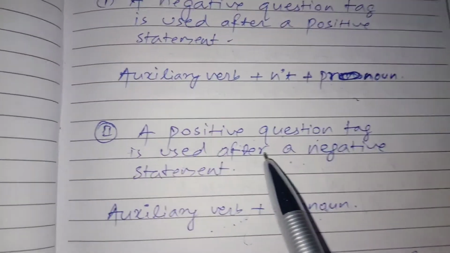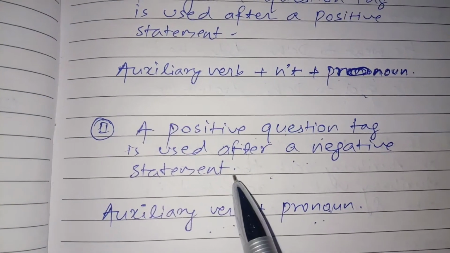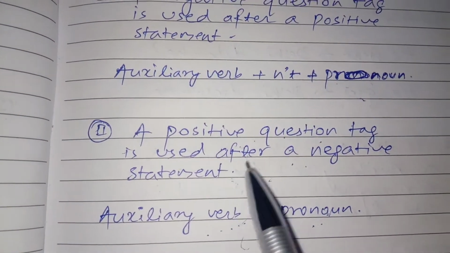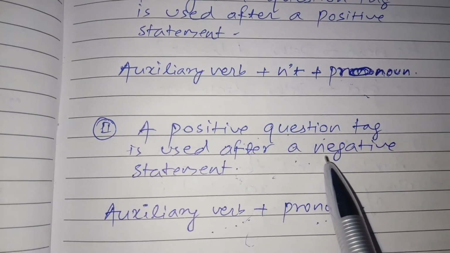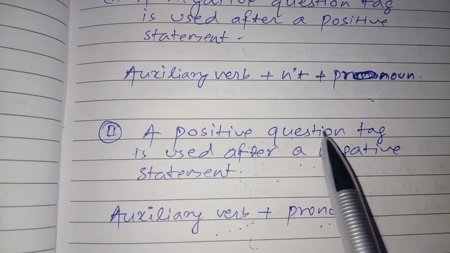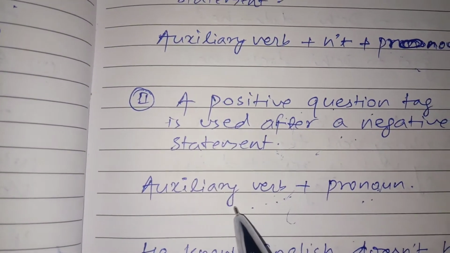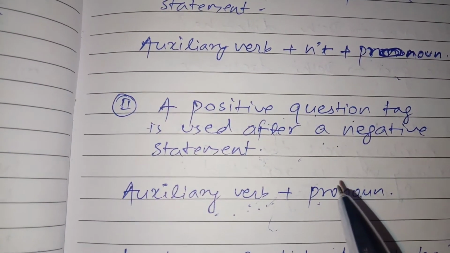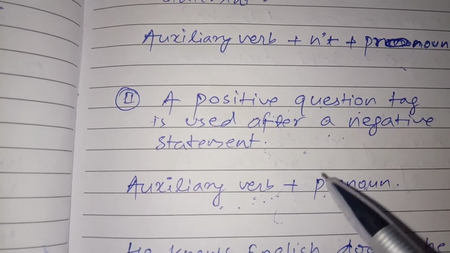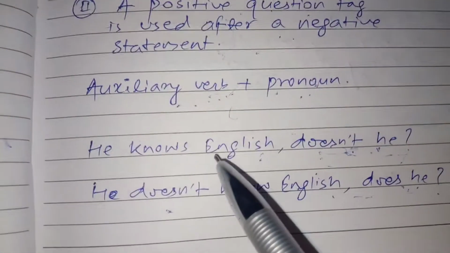In the same way, a positive question tag is used after a negative statement, and if the statement is negative, then you have to use positive question tag. If the negative statement is there, then you have to add positive question tag. And you have to follow this structure: auxiliary verb plus pronoun. You have to keep one thing in your mind, that always pronoun is used in the question tag, not the noun.